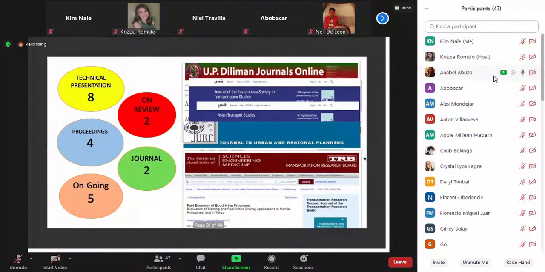Okay, so these are the journals I made. This is 2 years ago, so I already made books. I already have one book with co-authorship from Australia and one friend from the university, the DOTr, University of the Philippines. I have already, I think, 10 or 15 journals, and the rest is proceedings and ongoing and so forth.